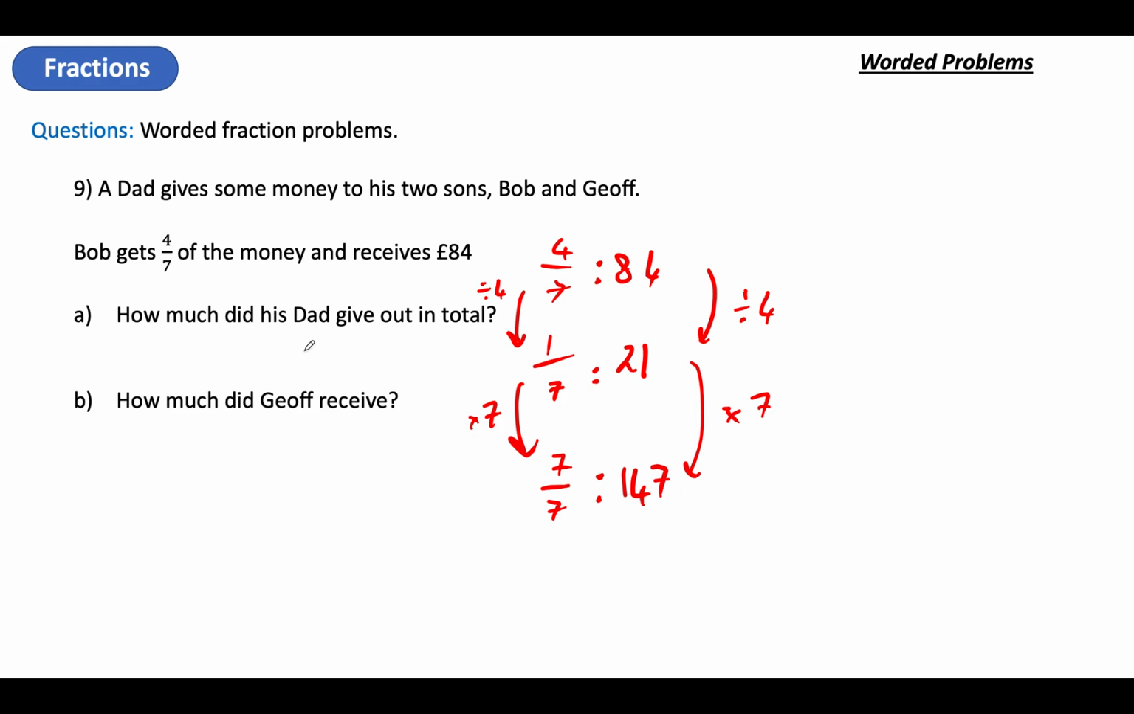Okay, so how much did he give out in total? He gave £147. You might have done it another way, but that's the way I did it. How much did Geoff receive? Well, 147 take away 84, which is £63.